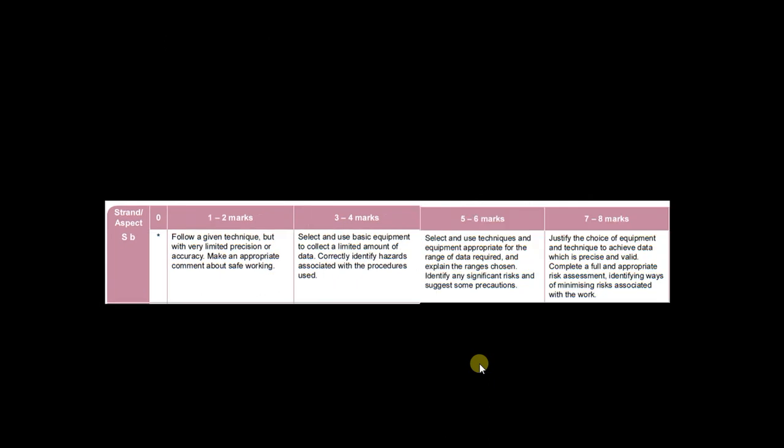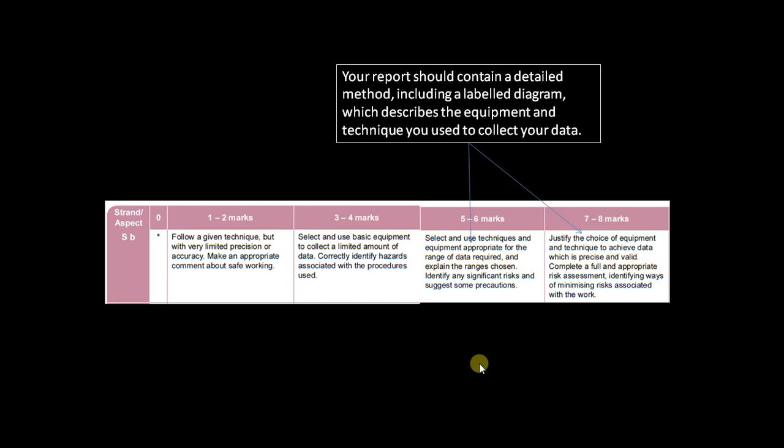Okay. Let's move on to the higher marks for Strand Sb. Reports must contain a detailed method. Now, what we mean by detailed method is not writing pages and pages, but identifying the relevant variables. What's the independent variable? That's the variable that you are deliberately changing.